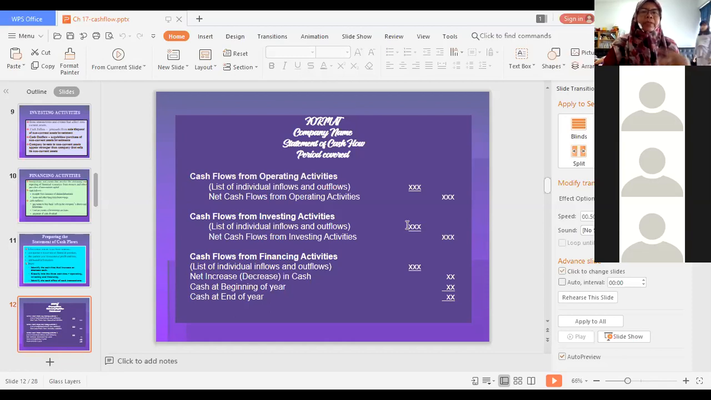But sometimes you sell back your investment. When you sell back your investment, you will receive the money, that is money coming in. So you have to identify whether it is money coming in, positive, or money going out, negative. Then you total up. When you total up, it could be positive, it could be negative again. If it is positive, net cash inflow. If it is negative, net cash outflow. Okay, so that is investing.